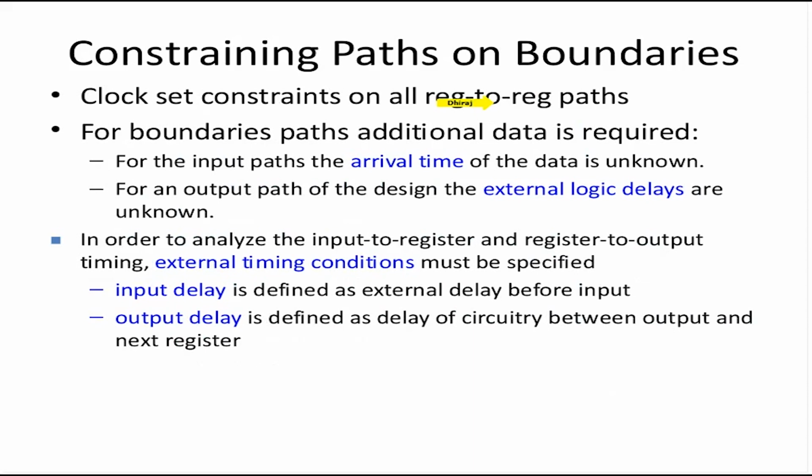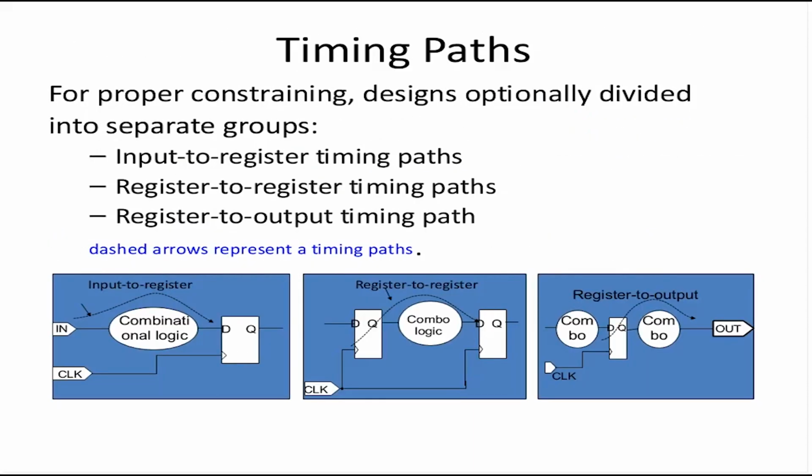Things become a bit different for the boundary. That is, at the input port, we mostly don't know what kind of data is coming and at what time the data is coming. So we have a concept of input delay. Similarly, at the output port, we do not know what the capture logic is. So we have a concept of output delay. These two things, input delay and output delay, in many cases are estimated values. We'll see how to estimate these values.